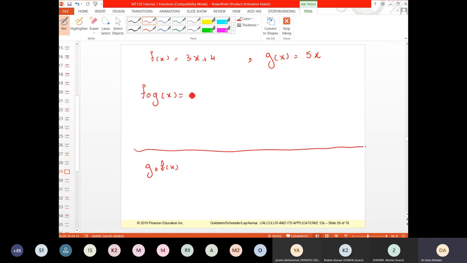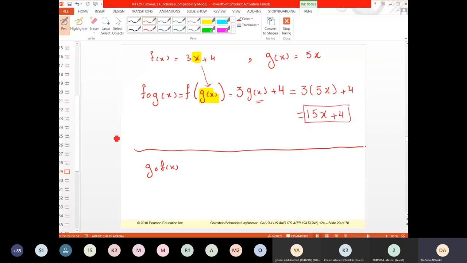f circle g of x, by the definition the f comes first, so it is f of g of x, meaning inside the f I remove the x and put g of x. So this will be 3 times g of x plus 4. Right or not? I came to the f, removed the x and put g in its place. Yes, exactly. So g of x, I know g of x, so let me write g of x as 5x. So this will be 3 multiplied with 5x plus 4. This equals 15x plus 4, and this will be my function. This is f circle g.